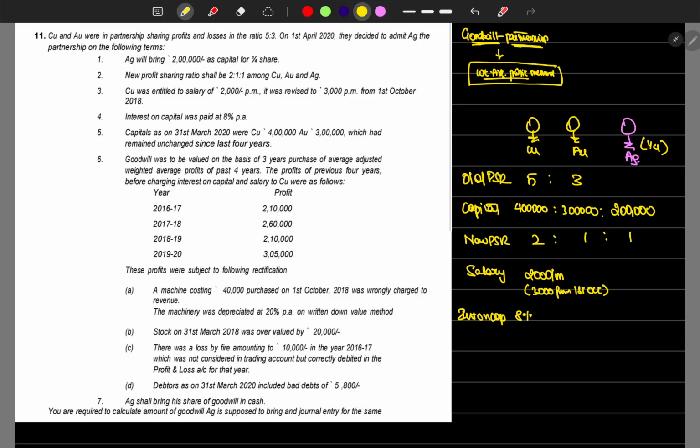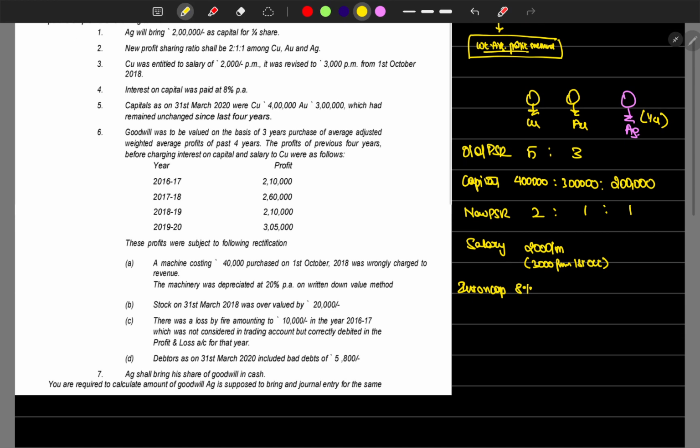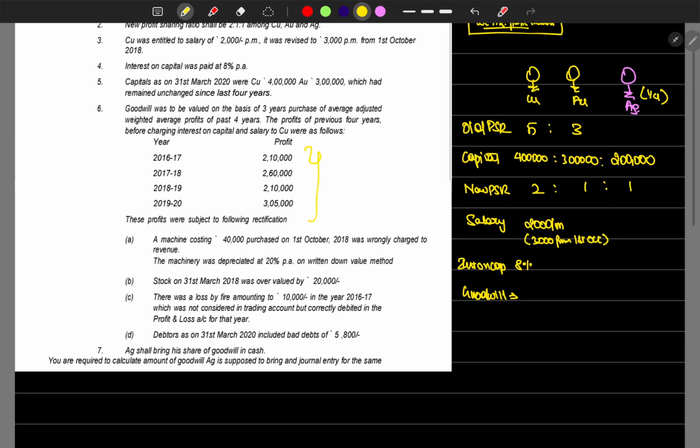Then they have given the goodwill details. We need to find out the goodwill. For that we need the profit for the last 4 years, or for the given time frame. So for goodwill, the number of years' purchase is three years. This is just a multiplier for a weighted average profit. This actually tells us how long the goodwill will sustain in the business.